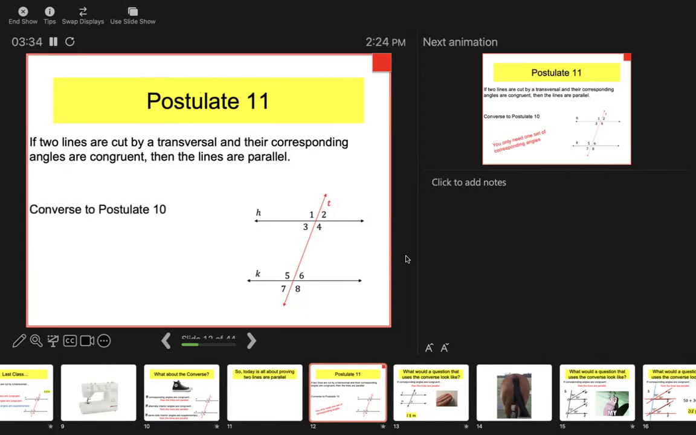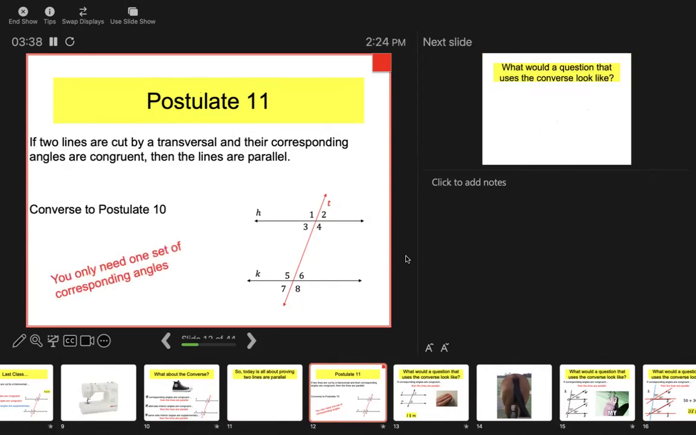All right, so that's the converse to 10. And you don't have to prove that all the corresponding angles are congruent. You just need to pick one of them: 1 and 5, or 2 and 6, 3 and 7, or 4 and 8.